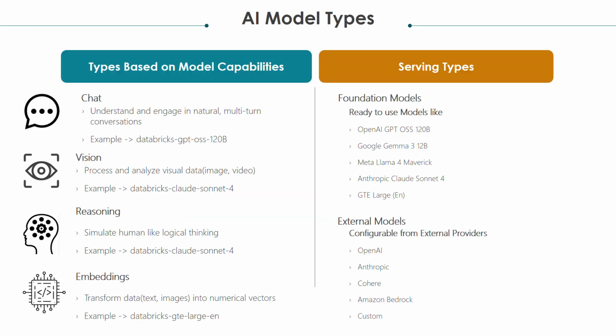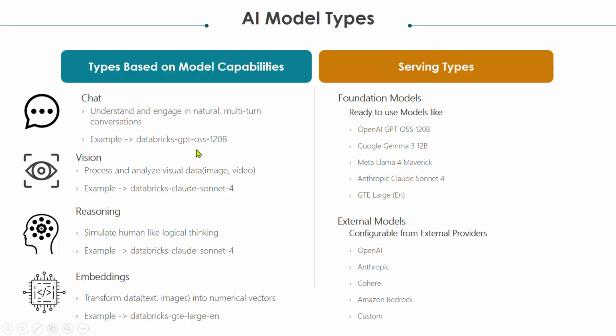using various types. So first we will discuss what are the different types of AI models we can create. So the types can be from two perspectives. One is based on the capabilities of the models, or it can be based on the type of serving Databricks is providing. So depending on the model capabilities, the model can be of type chat, where it can understand and engage in natural multi-turn conversations, like we do conversation with ChatGPT or Gemini.